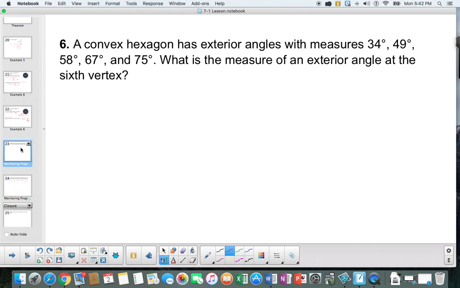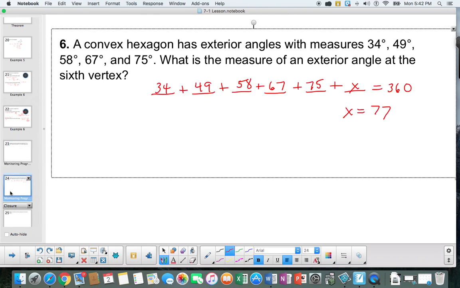Okay, your turn. Stop the screencast and try this problem. And here is the answer.